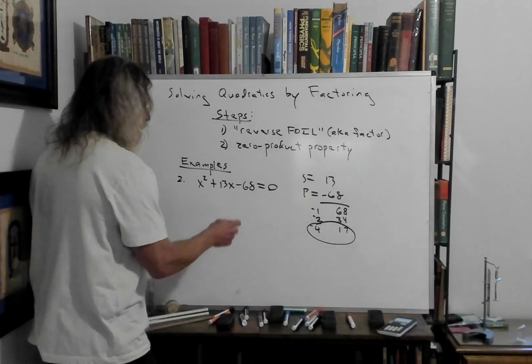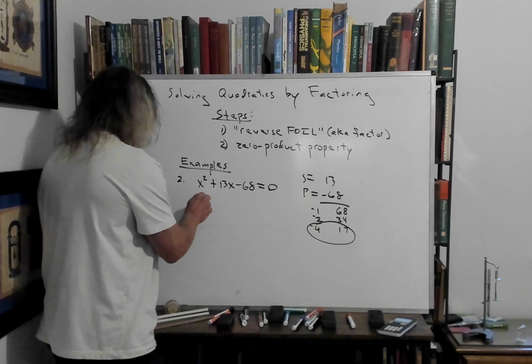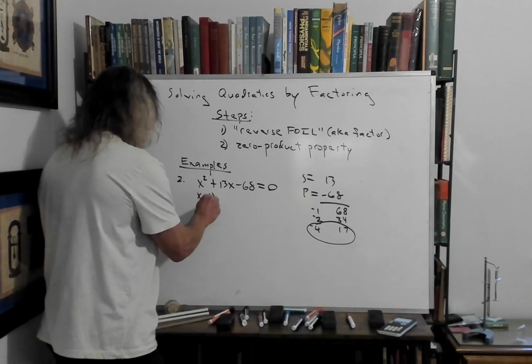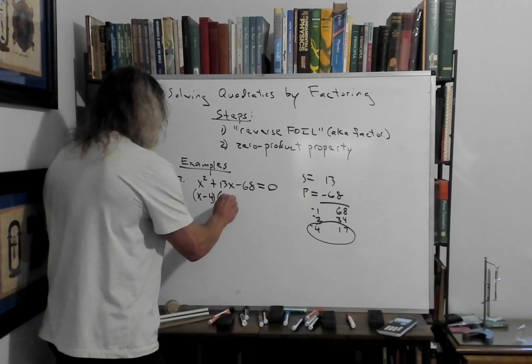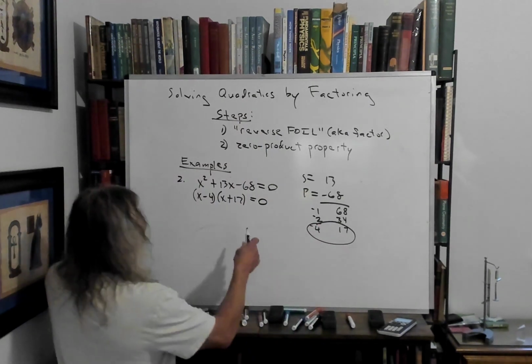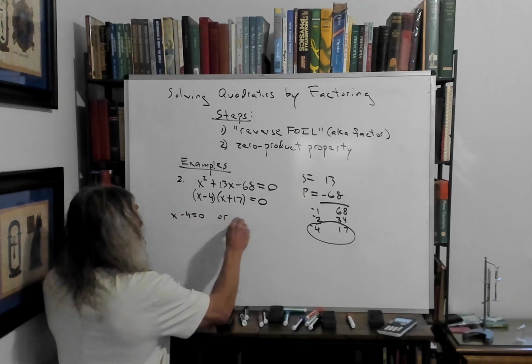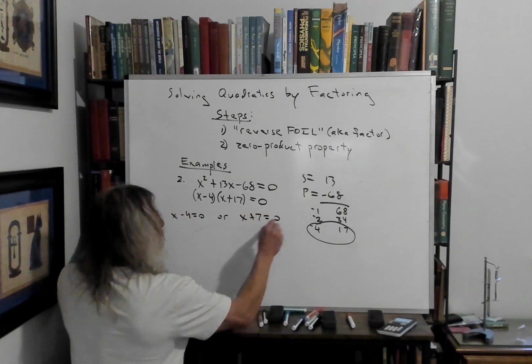So I can just, because I have a 1 out here, go straight to the factors. X minus 4, x plus 17 is 0. Then break it apart into linear factors, little linear equations we can solve.